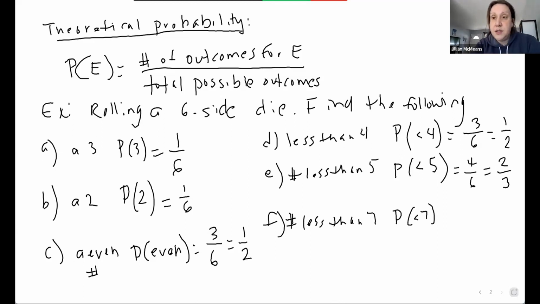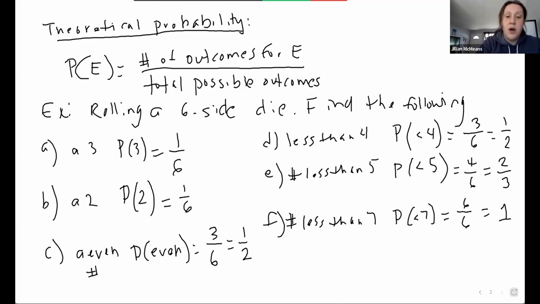Well, if you're dealing with a fair 6-sided die, all possibilities are less than 7. So you could have 1, 2, 3, 4, 5, or 6. So you get 6 possibilities for that event out of 6 possible outcomes. So the probability here is 1. It's a sure thing. It's absolutely happening.